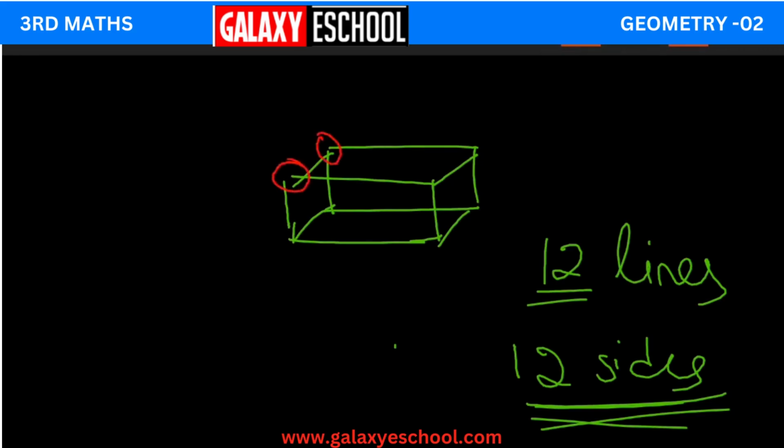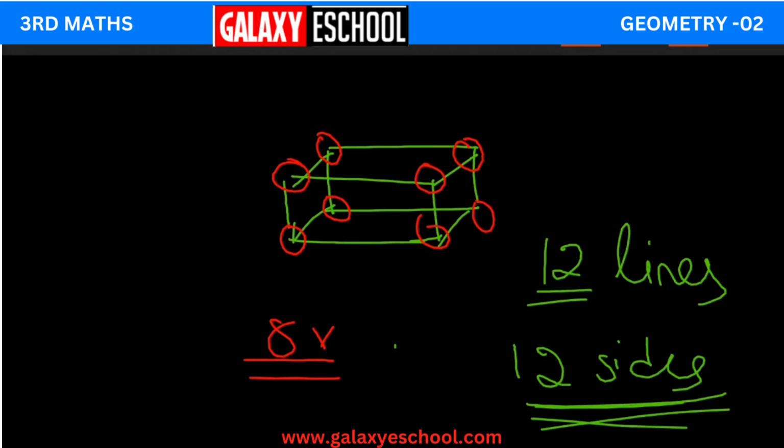Now coming to the next one, that is vertices, the place where two sides meet. 1, 2, 3, 4, 5, 6, 7, 8. Again, it is also having 8 vertices. Even for the cube, we had 8 vertices.